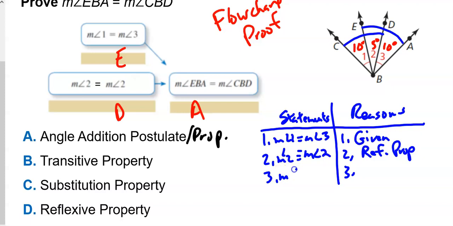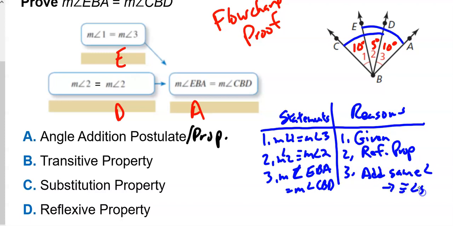And then last but not least, the proof statement: measure of angle EBA is equal to the measure of angle CBD, and we would write adding the same angle implies congruent angles. Okay? So that is a two-column proof versus a flowchart. Those would probably be our main formats, but we will also use paragraph proofs as well.